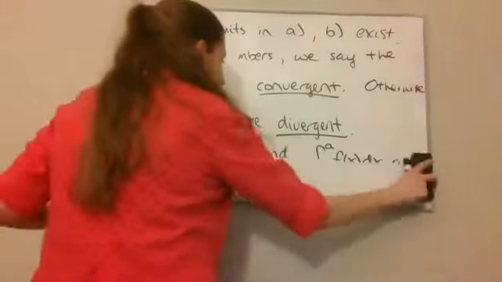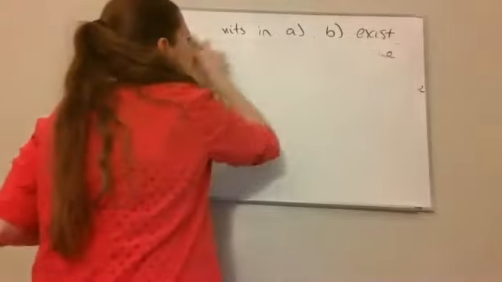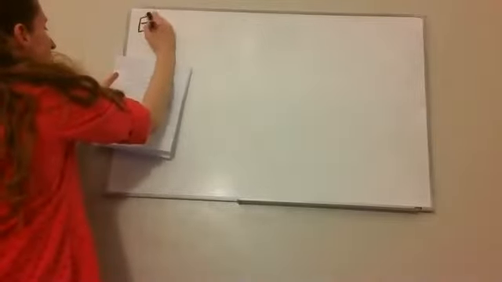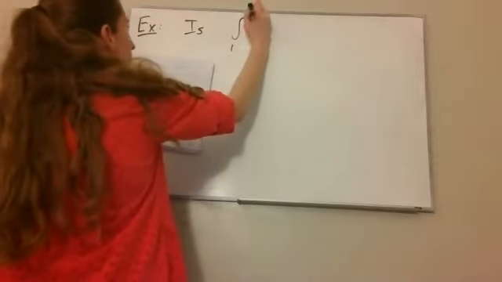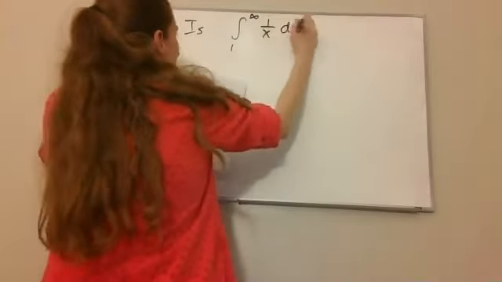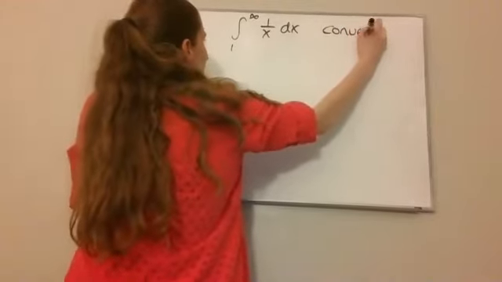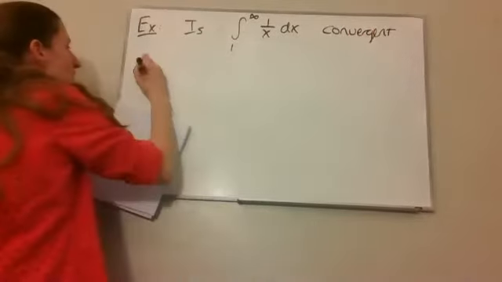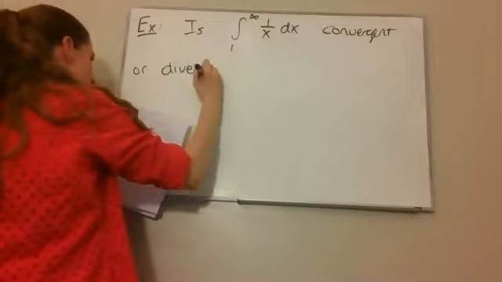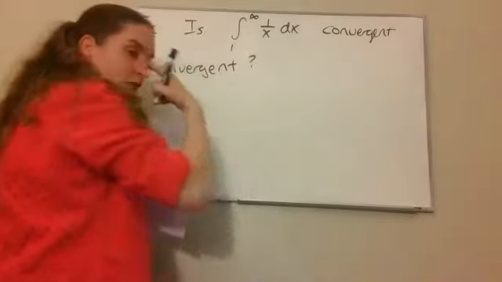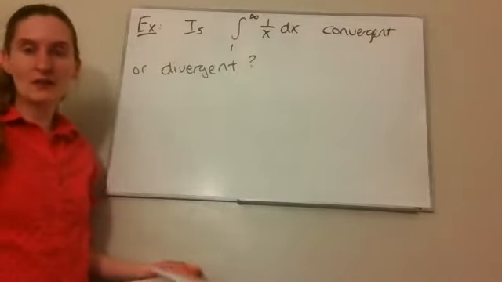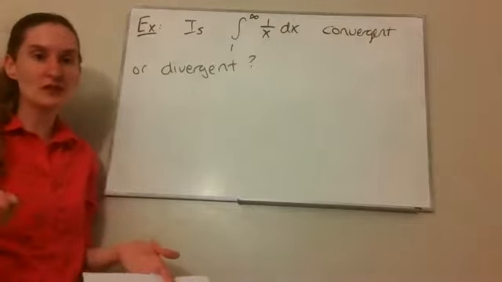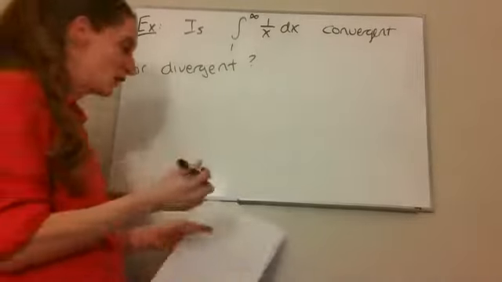Let's do another example. Is the integral from 1 to infinity of 1 over x dx convergent or divergent? Well, to figure out if it's convergent or divergent, you should just try to calculate the integral. If you get a finite number, you know it's convergent. If you get something infinite, you know it's divergent.